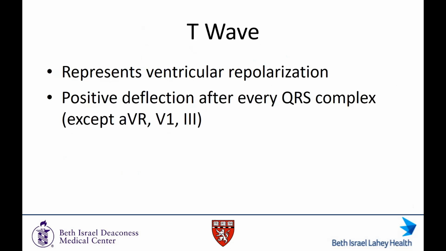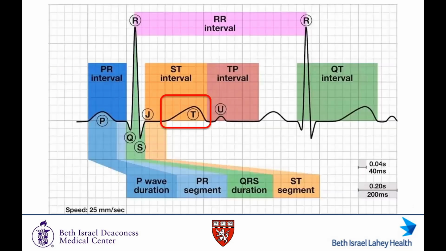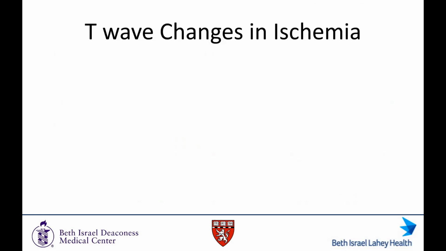All right, we'll move on to the T wave. As we all know, this represents the repolarization of the myocardium. Typically we get a positive T wave, above the isoelectric line, following each QRS complex. There are a few exceptions. Usually the right-sided leads won't follow that pattern. Here's just an example of a T wave.